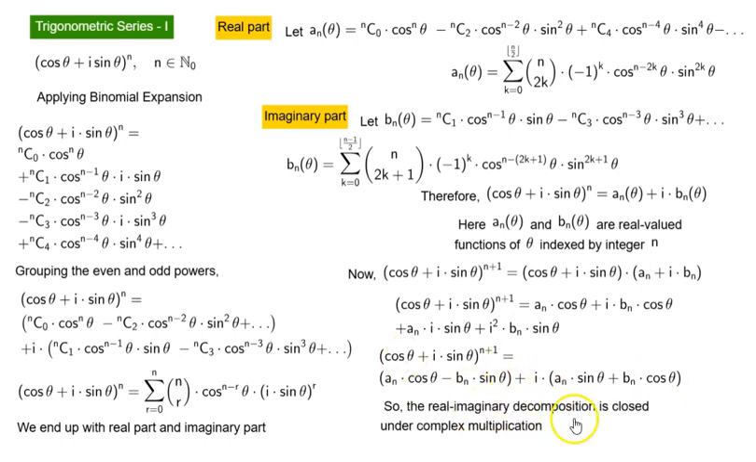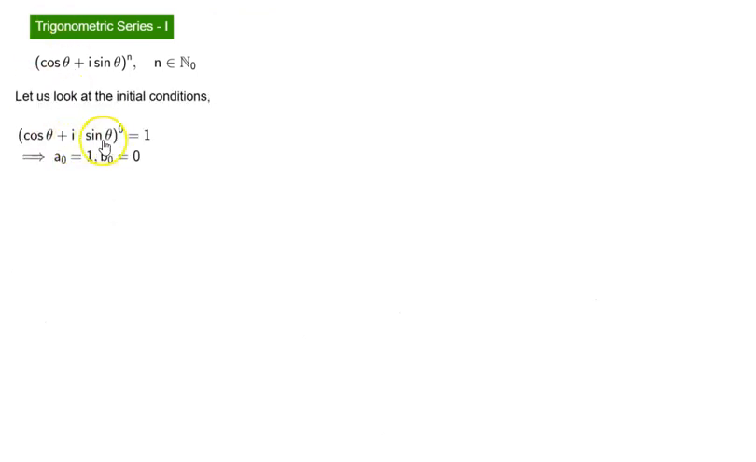So the real-imaginary decomposition is closed under complex multiplication. That's a very important conclusion. Now let's look at the initial conditions. (cos θ + i sin θ)^0 is going to be equal to 1, which implies a_0 is equal to 1 and b_0 is equal to 0.